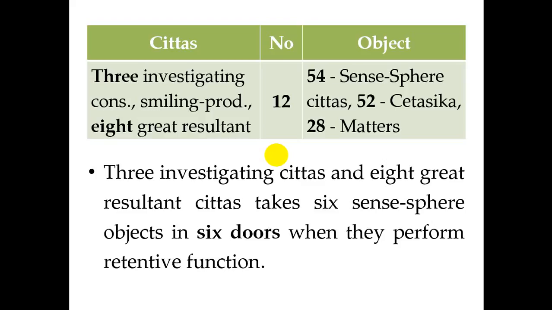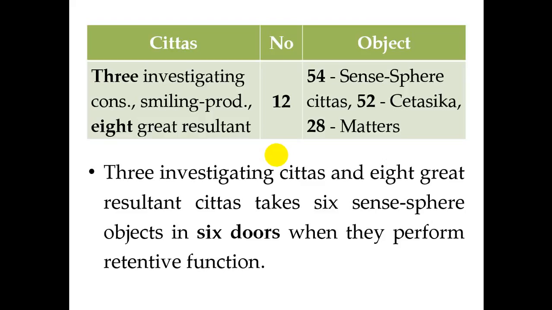When you see the object, the door opens, the five-door adverting consciousness arises. Then you will see eye consciousness, two types of eye consciousness. After that you receive it, receiving consciousness. Then after receiving, you have to investigate, so investigating consciousness. Actually, investigating consciousness arises not only in the five doors, but also in the mind doors.